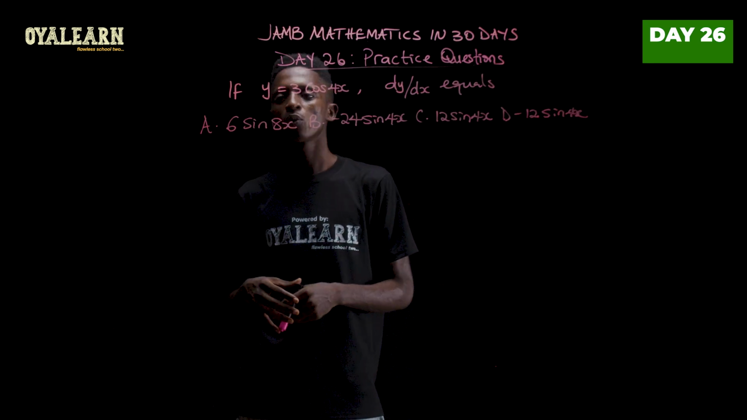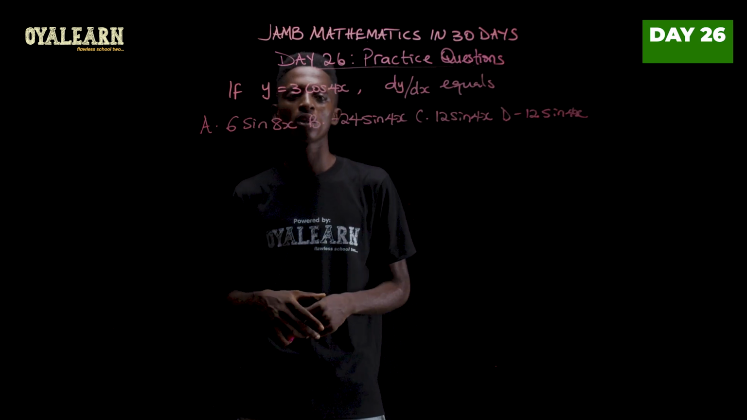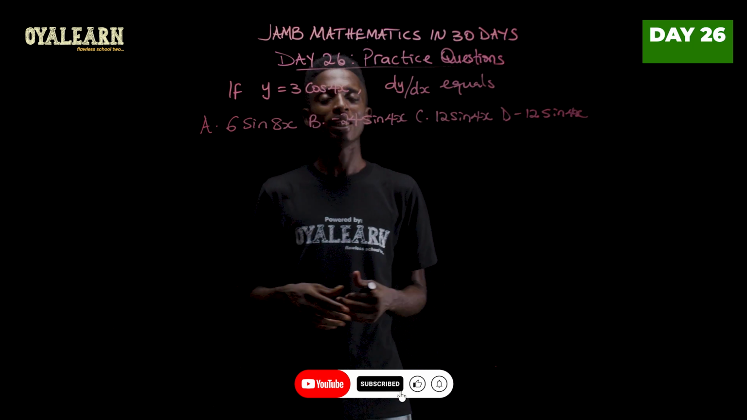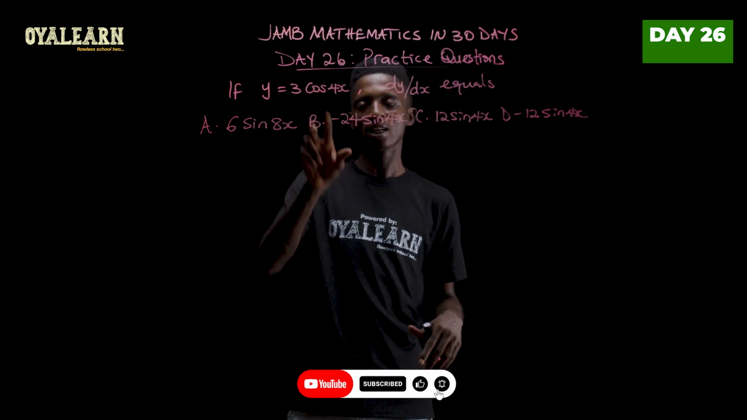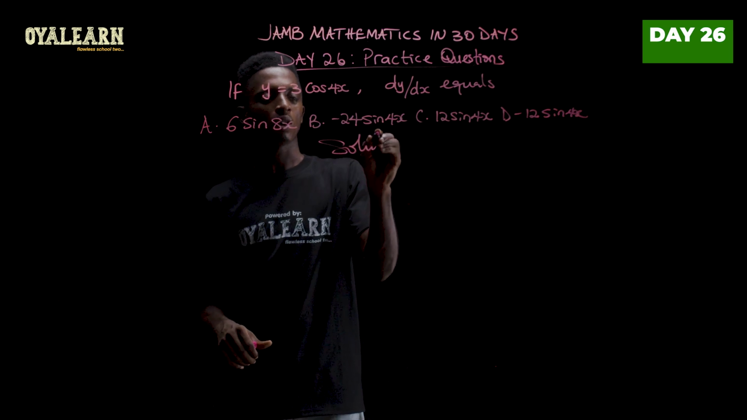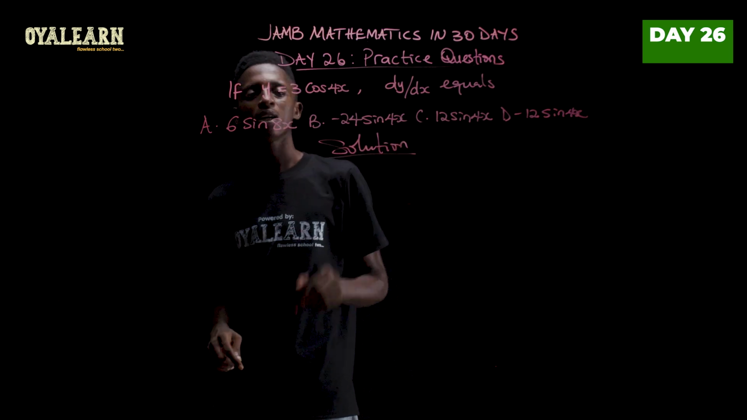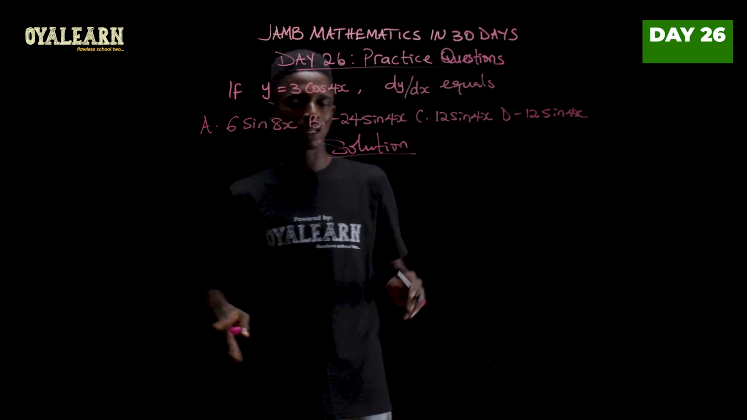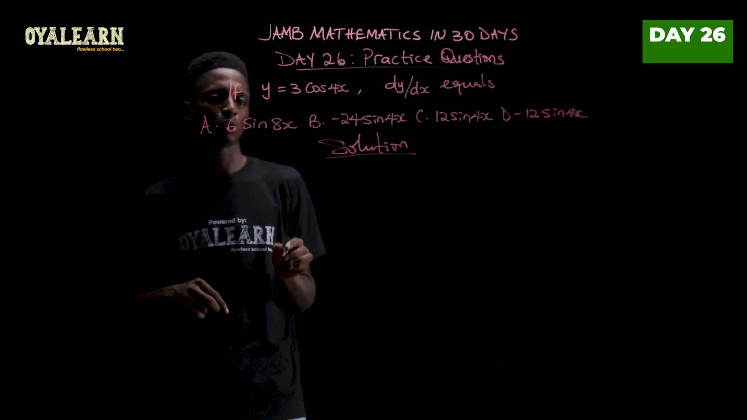In this question, we are told if y equals 3 cos 4x, then dy/dx equals, that is, we have to find the first derivative of this function. So in our solution, we're going to break it down to make it easier. However, you could have done it in a straight line, but to make it easier, this is what we do.